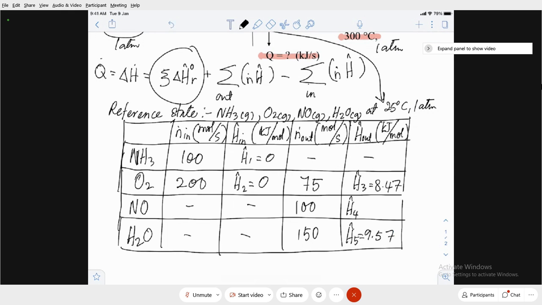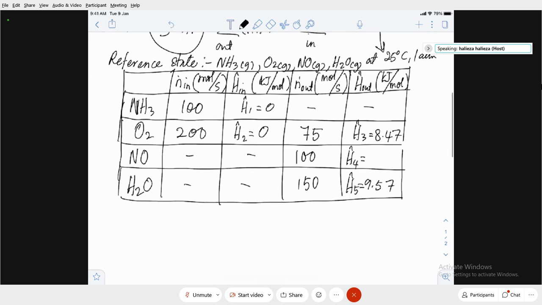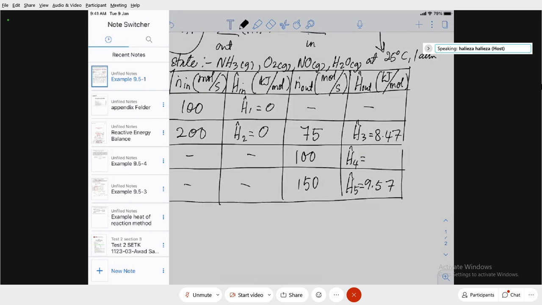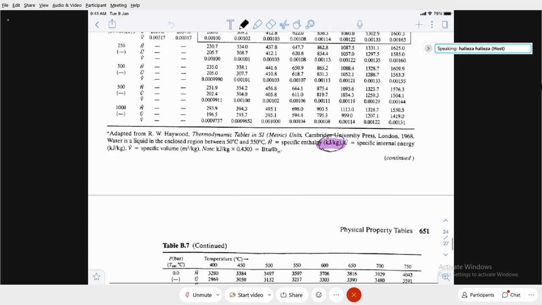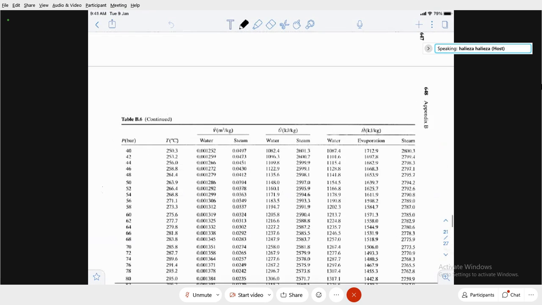Now the only enthalpy that we need to calculate is for nitrogen oxide. We need to look at appendix B2. We need to use the polynomial equation. So look at appendix B2 for nitrogen oxide.